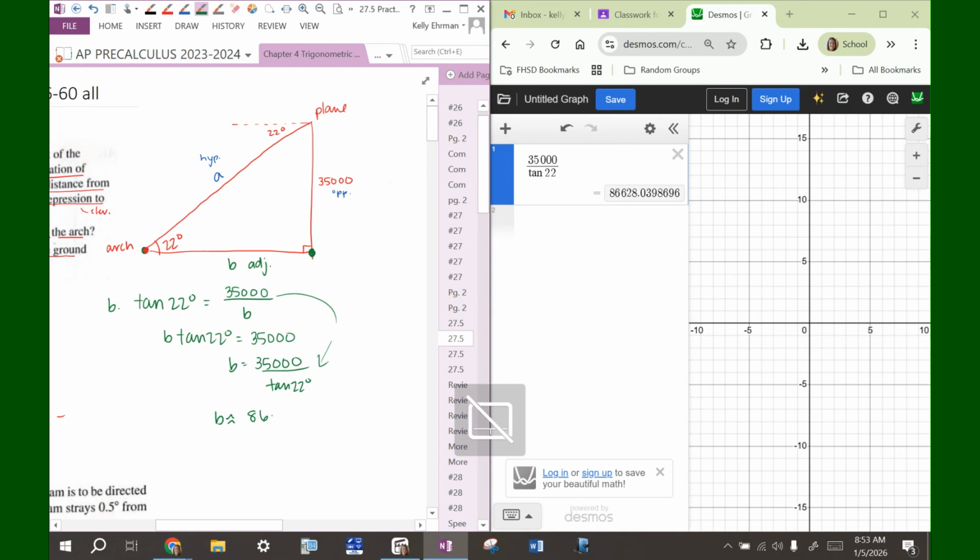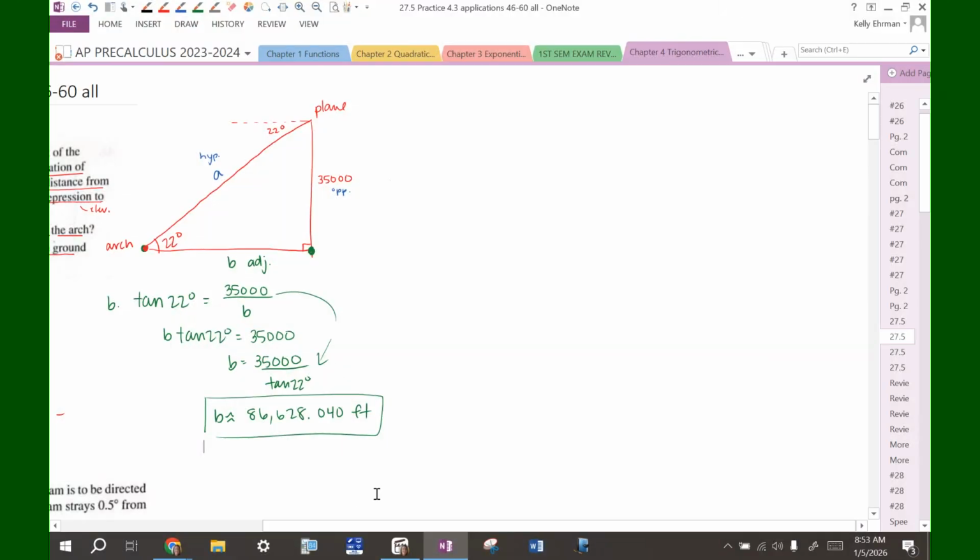When we have a test or a quiz, I will not have the problems like degree radian. There will be a section where you're in degree mode. There will be a section where you switch to radian mode, and I'll remind you in the directions. 86,628.040 feet. Always label your answers, and always round to 3 places. Okay, let's look at the next problem.